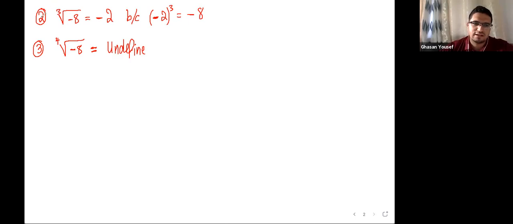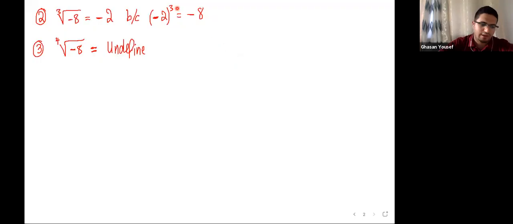Look here at the second example. The root here is odd, number 3. 3 is an odd number, so inside is negative. It's fine. They gave me an answer. But for the third example, the root here is 4, so it's an even number and inside is negative. So undefined. I cannot find an answer for an even root. Okay, is it clear?